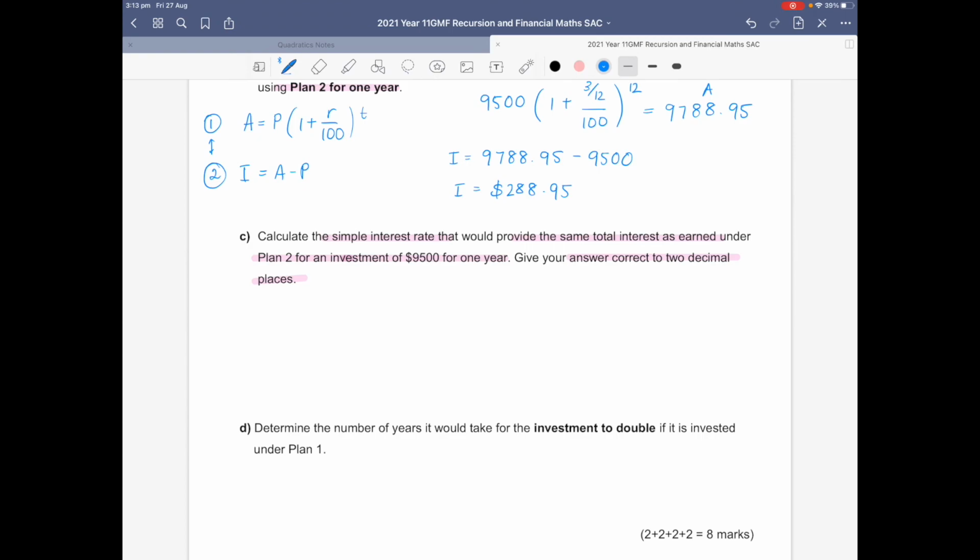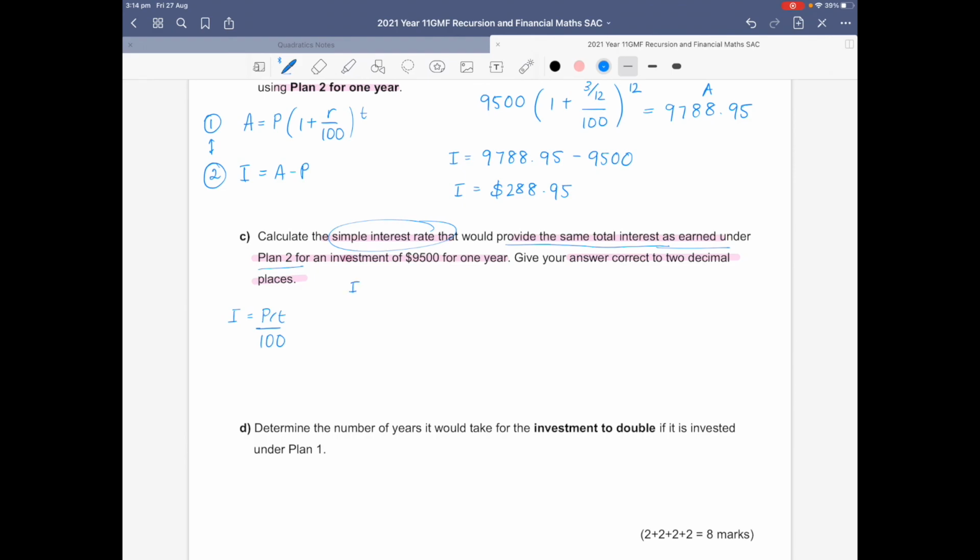Now, what needed to happen here is that we needed to revert back to using the simple interest rate equation, which remember is I equals PRT over 100. The question said that it would provide the same total interest as earned under Plan 2. So you needed to use the answer from the previous question to answer this particular question. Even if you got that answer wrong, I would say still use that answer to answer part C. Right, you can still earn some consequential marks.